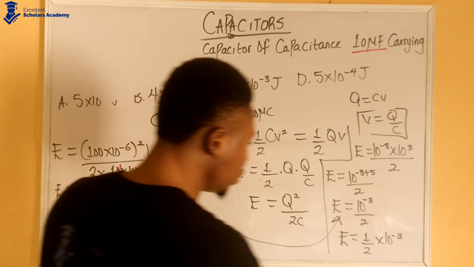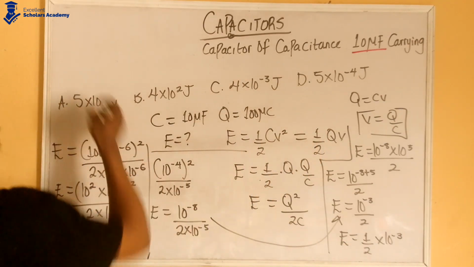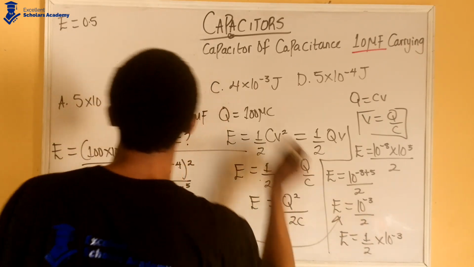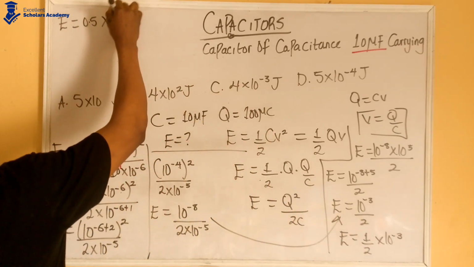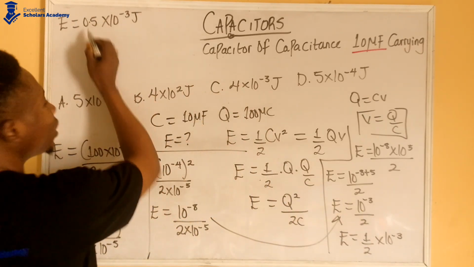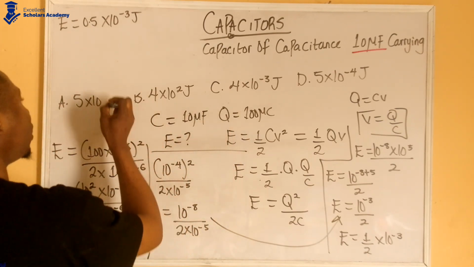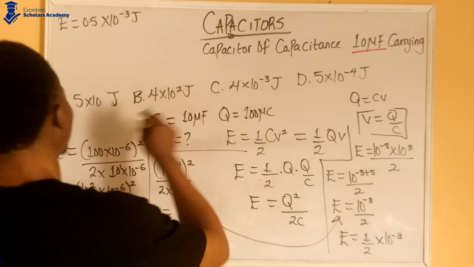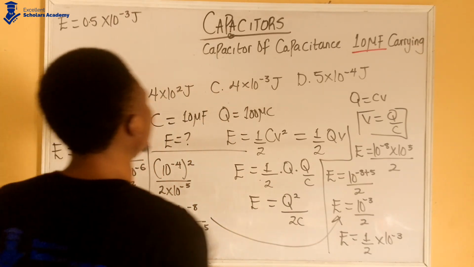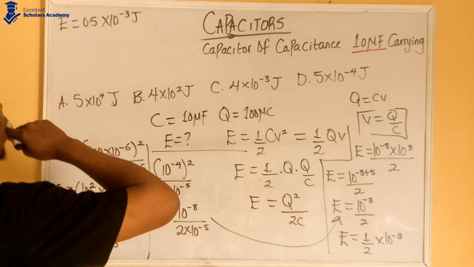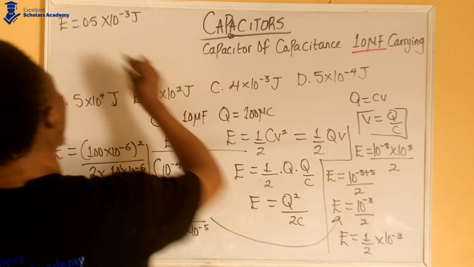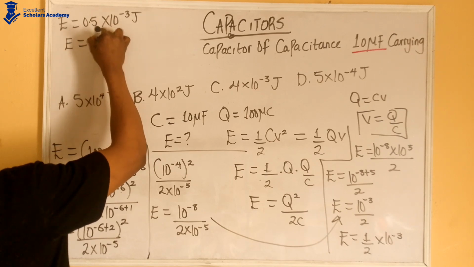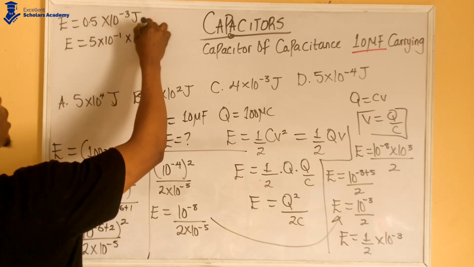Now, 1 over 2 can also be written as 0.5. Converting 1 over 2 as a fraction to decimal, you get 0.5 times 10 to the power of minus 3 joules. Now, are you seeing anything like 0.5 here? No, you are not, probably. But we see something like 5. There's 5 here, there's 5 here. This is to the power of 4. So how do we go about this? Now, if I move this point forward, it becomes 5 times 10 to the power of minus 1 multiplied by 10 to the power of minus 3.